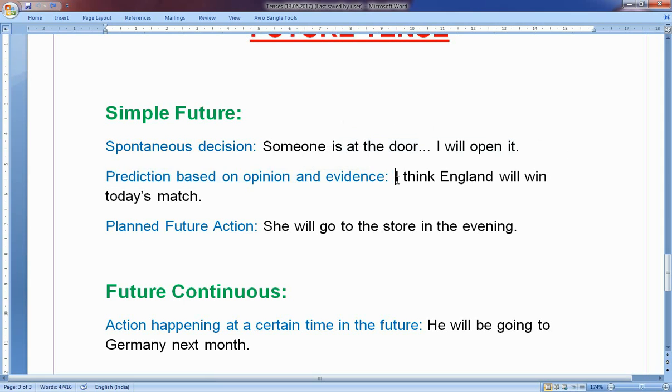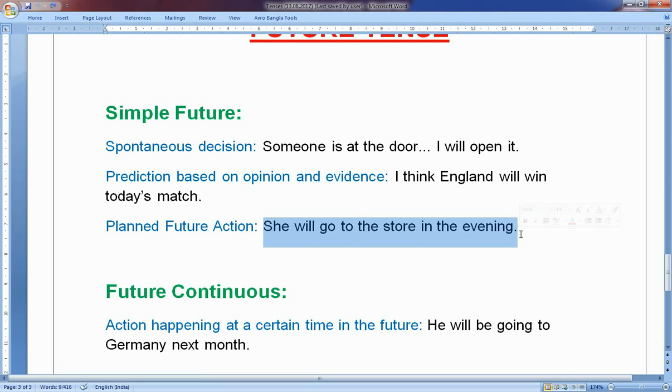Secondly, prediction based on opinion and evidence, which means that you have a certain set of circumstances and based on that you give an opinion. Example, I think England will win today's match. It means that you're thinking England will win, maybe because of the way England has been playing in an entire tournament. Lastly, planned future action, an action about which you're absolutely certain from now on. Example, she will go to the store in the evening.